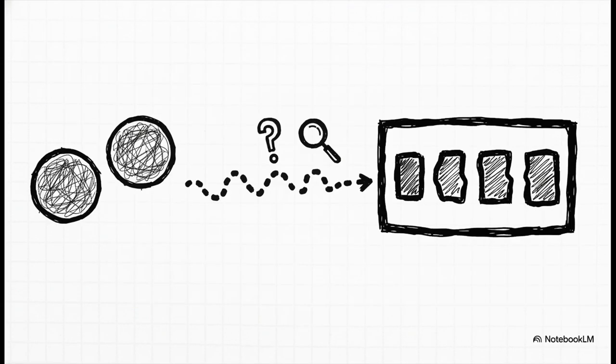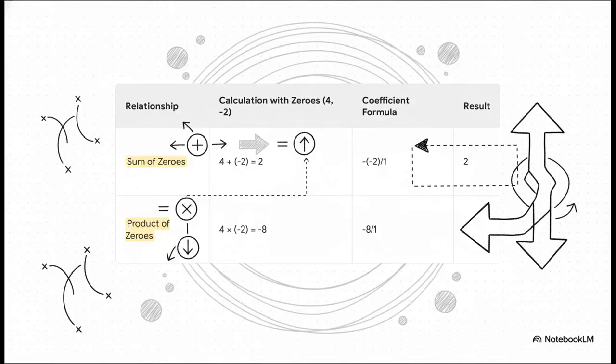Okay, but here's where it gets really cool. There's this secret pattern, this hidden connection between the zeros we just found, that 4 and -2, and the original numbers in the polynomial. You know, the numbers right in front of the variables? Those are called coefficients. Just look at this table. It lays it all out. If we add our zeros together, so 4 plus -2, what do we get? We get 2. Now, look at the formula that uses the coefficients. It also gives us 2.